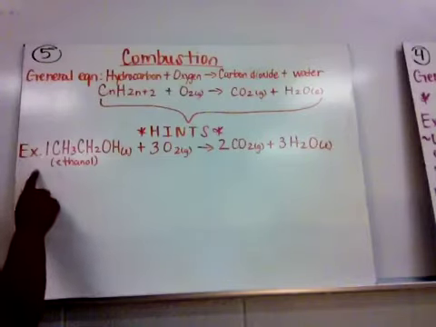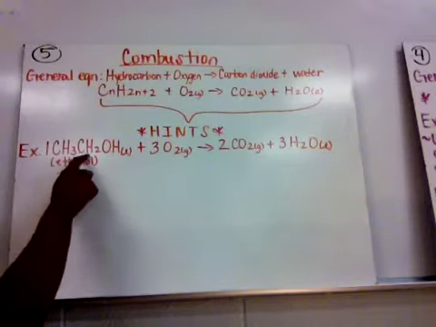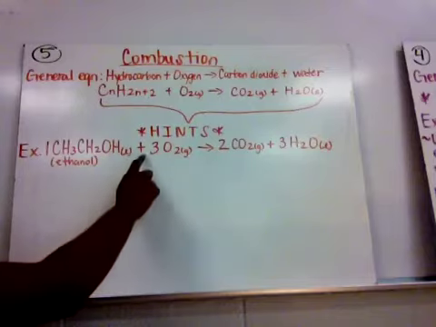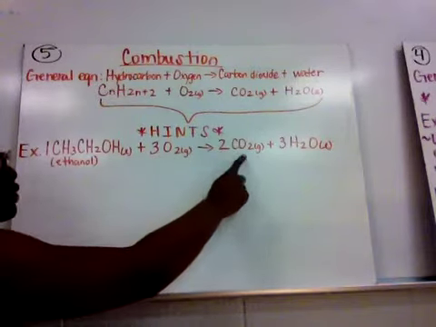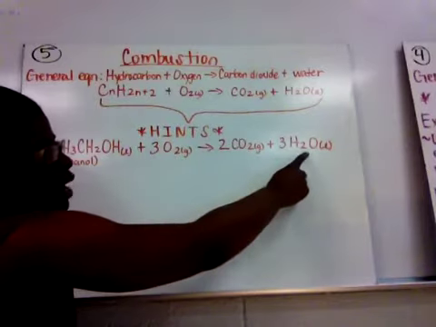The example here, you have ethanol, which is CH3CH2OH, which is a liquid, plus 3 molecules of oxygen gas, and that's going to produce 2 molecules of carbon dioxide plus 3 molecules of water.